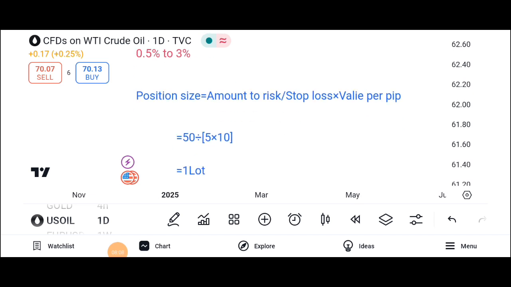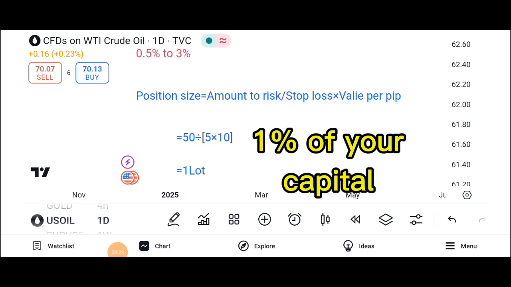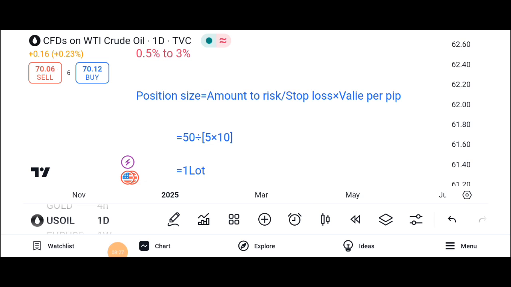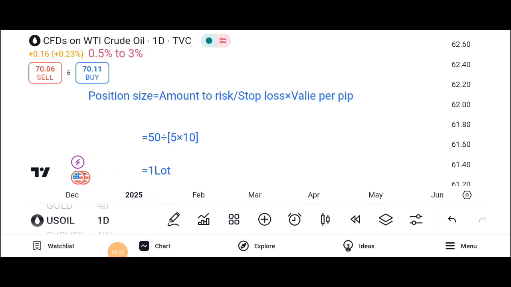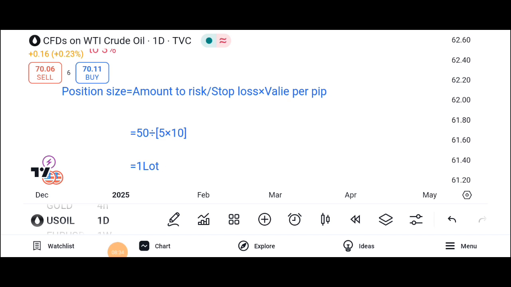I don't know if you all understand me. So the amount to risk, you need to first calculate aside, if you're using the manual method, which is maybe 1% of your capital. The answer you get after doing that is what you bring here as your amount to risk, divided by the stop loss. The stop loss is in terms of pips. So maybe you're risking 10 pips, or 40 pips, 50 pips, 5 pips. It's what you put here as your stop loss, times the value per pip.